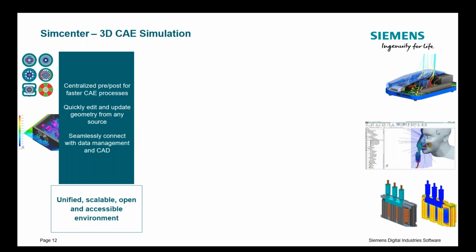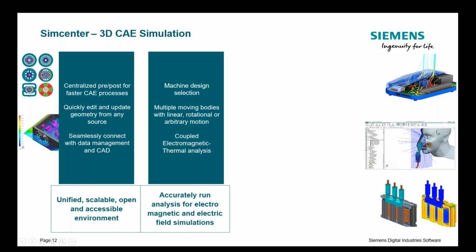So our next generation 3D CAE solution centralizes pre- and post-processing for faster CAE processes, quickly editing and updating geometry from any source and seamlessly connecting with data management and CAD. It also features a low-frequency EM solution for the accurate performance and prediction of electromagnetics and electromechanical devices, optimizing design and the analysis of transformers, motors, generators, linear machines, actuators, solenoids, and sensors.